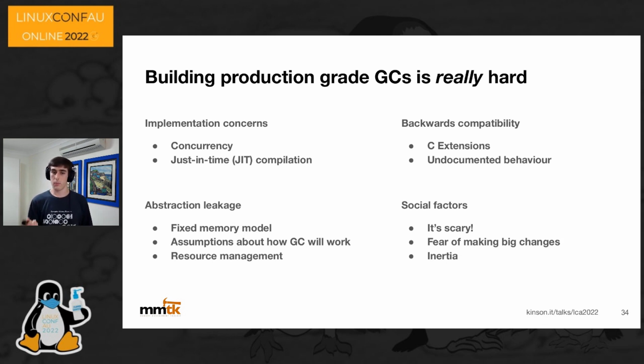And finally, one other problem is backwards compatibility. In Ruby's case, C extensions are a really large concern. So Ruby gems, which are like libraries from Ruby, they can implement their own C code, which hooks into Ruby's API to perform tasks faster. However, this C API is fixed.